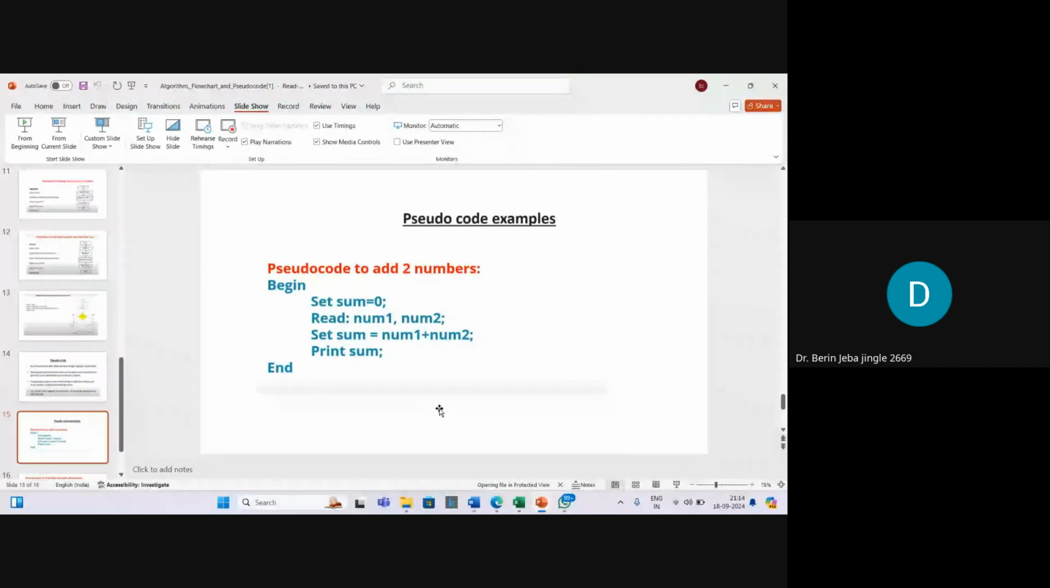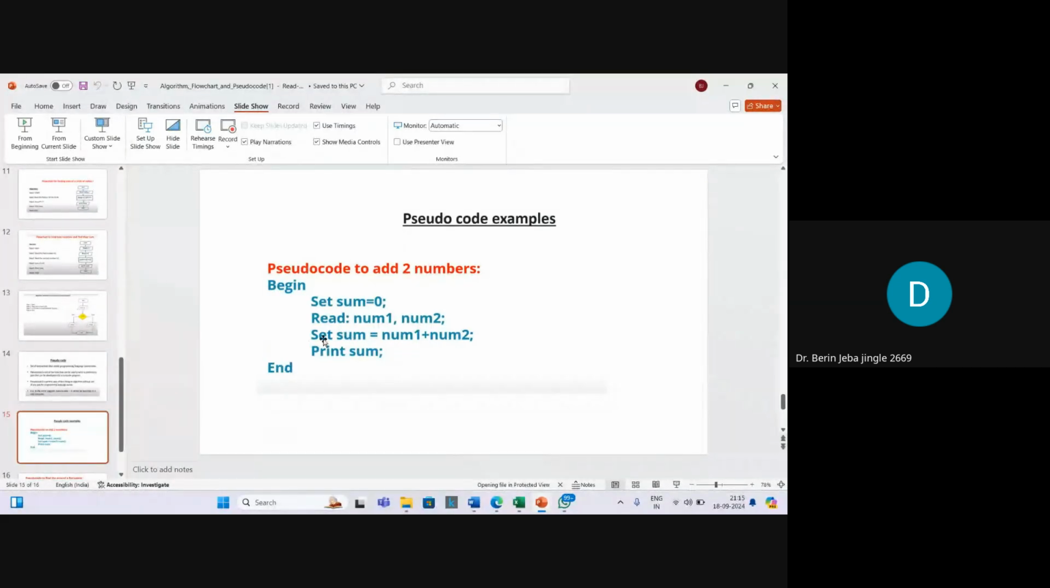Examples of pseudocode for adding two numbers. All of you listen, this is very, very important. We are beginning the program and ending the program. Initially, we are setting sum is equal to 0. Till now, we didn't add anything. So what is the initial value of the sum? It is 0. Now only we are going for reading two numbers, num1 and num2.